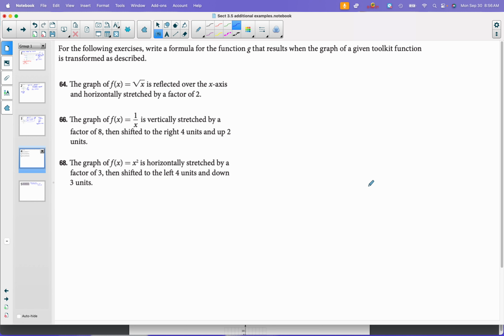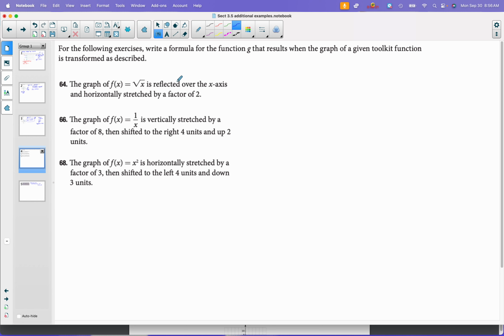All right, for the following exercises, write a formula for the function g that results when the graph of a given toolkit function is transformed as described. So the graph of f of x, and I'm going to do this a couple ways. I'm going to show you using the chart and how f of x changes, and then we'll substitute it in and call it g of x.